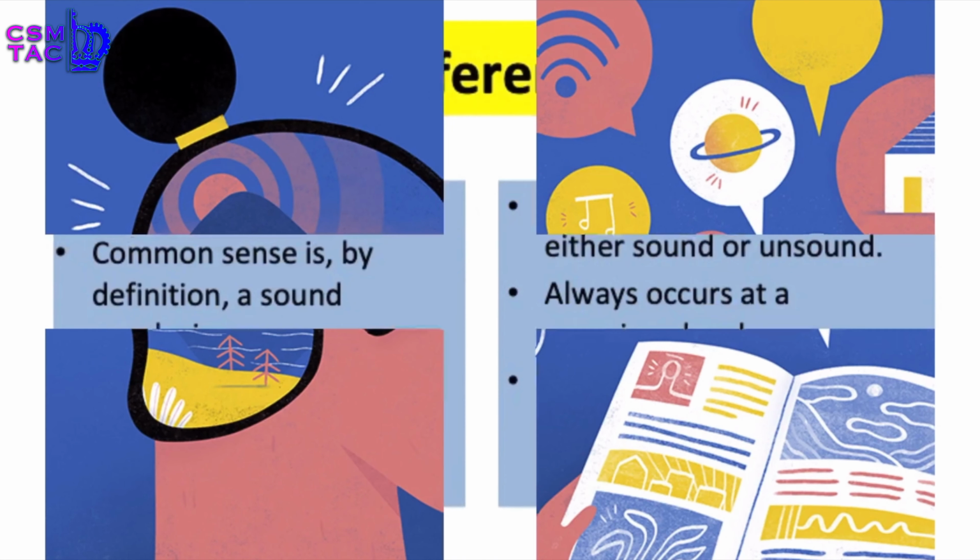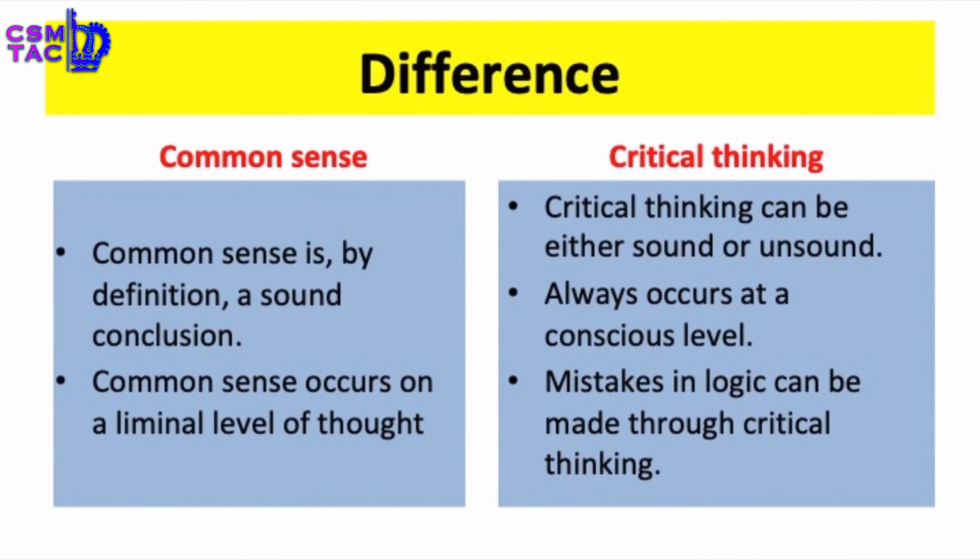So, let's have a look at some differences and similarities. Common sense is, by definition, a sound conclusion. Critical thinking, on the other hand, can be either sound or unsound. Mistakes in logic can be made through critical thinking. Critics are not always right, and their conclusions can be colored by their own prejudices. Another point of difference lies in the levels of awareness at which both common sense and critical thinking operate.